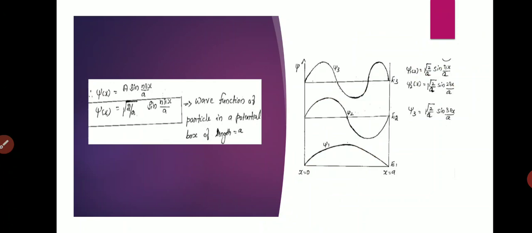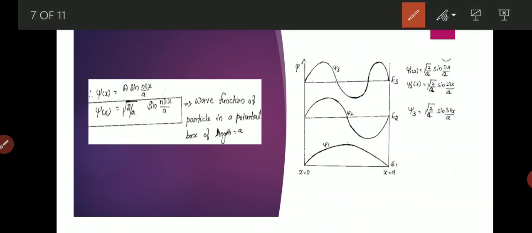So the wave function of a particle in a potential box of length a will be given as psi of x is equal to A sin(nπx/a), and here we have the value for A, so substitute the value for A in this equation. So we will get psi of x is equal to root of 2 by a sin(nπx/a), which is the wave function of a particle in a potential box of length a.